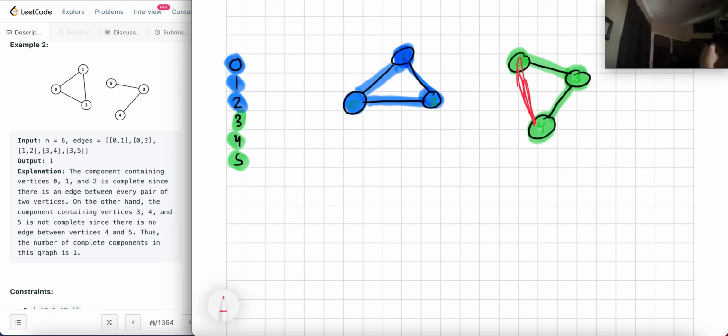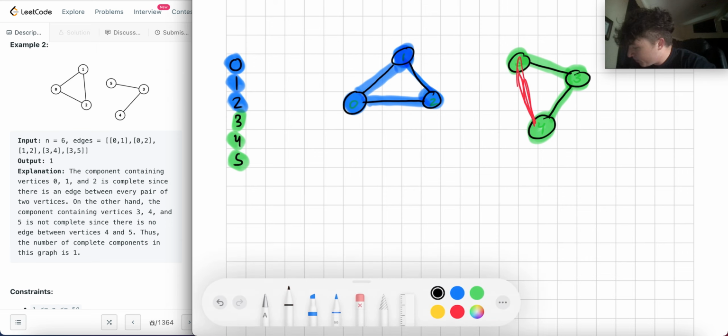So how do we go about determining for nodes whether they're complete? Well, in order for something to be complete, right? A node, right? If you have this connected component, all right?